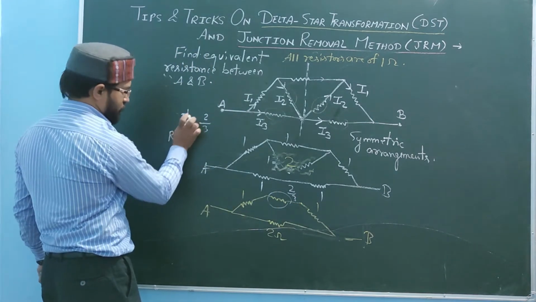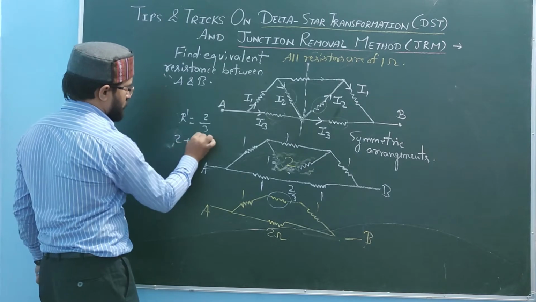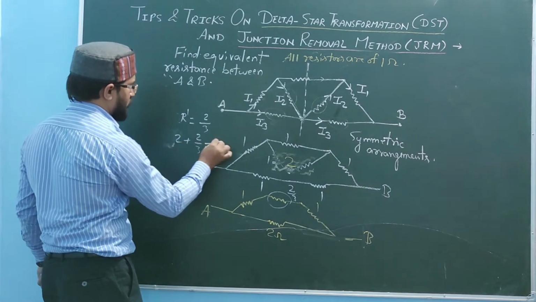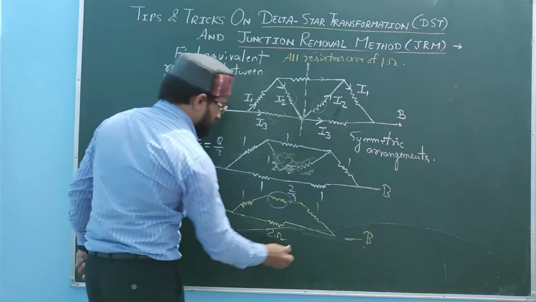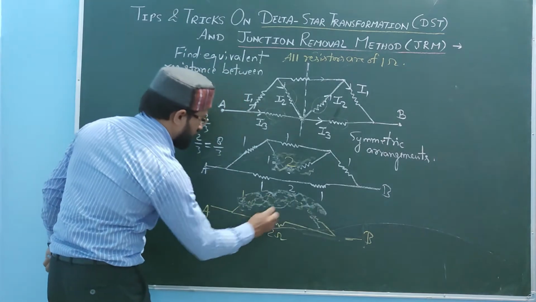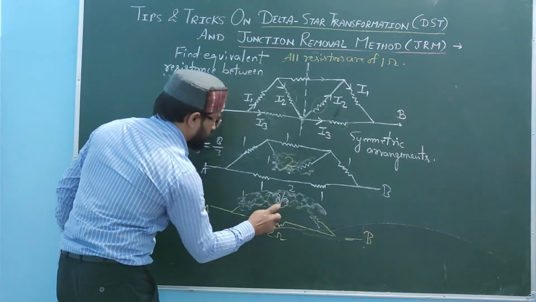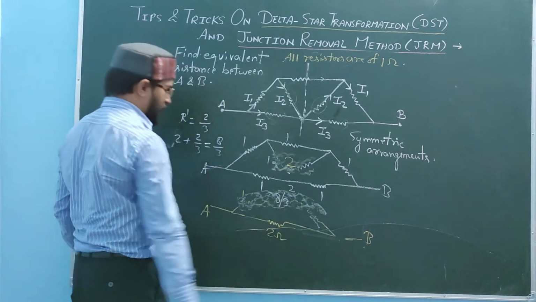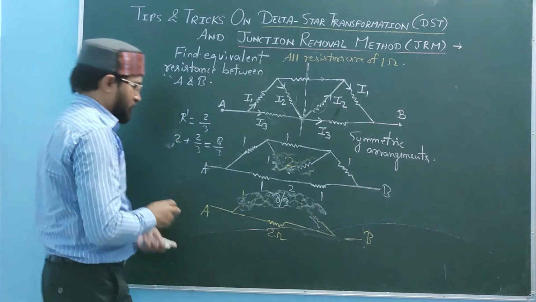These are 2 plus 2 by 3, 3 twos are 6 and 2, 8 by 3. So this full section will give you 8 by 3. That 8 by 3 and this 2 are in parallel combination.